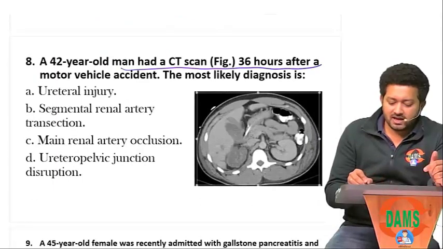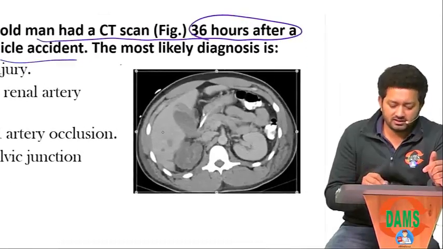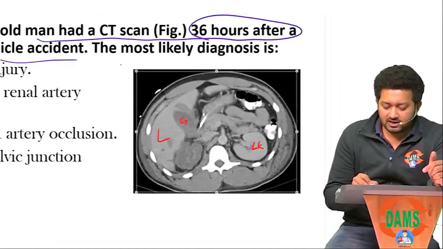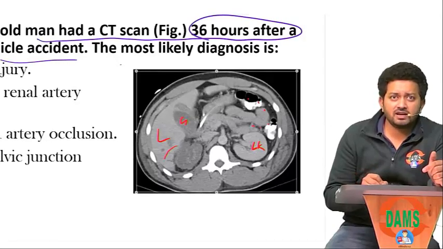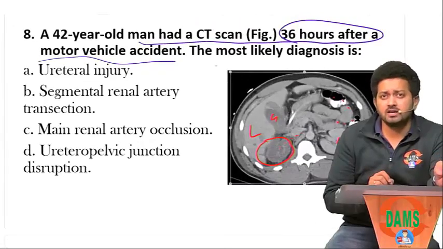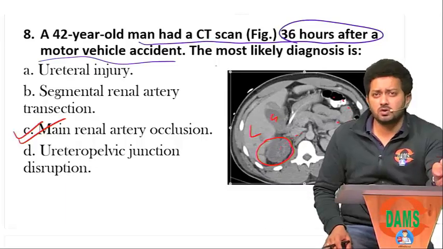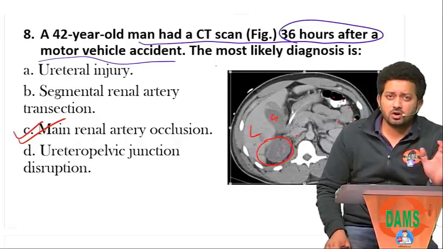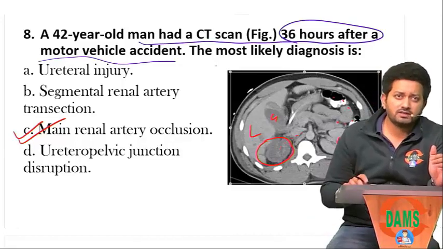A 42-year-old man has a CT scan 36 hours after an accident, and the most likely diagnosis on the CT: if you can see, this is the liver, gallbladder, this is the left kidney, these are the bowel loops. So the left kidney, you can see it is enhancing, but on the right side it is non-enhancing. The contrast is not going into this kidney. The only possibility why the right kidney is not enhancing is main renal artery occlusion. Okay, the main renal artery is occluded, and because of that the blood is not going into the kidney, and that is the reason you cannot see the kidney enhancing on a CT scan.